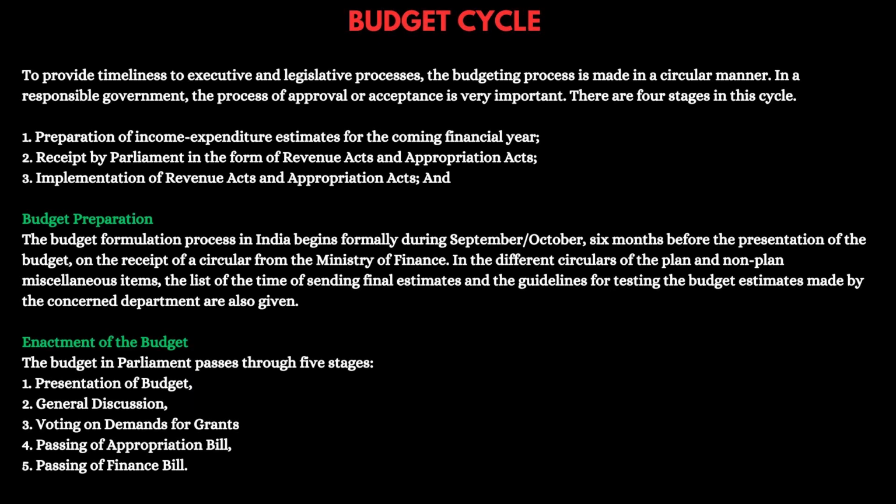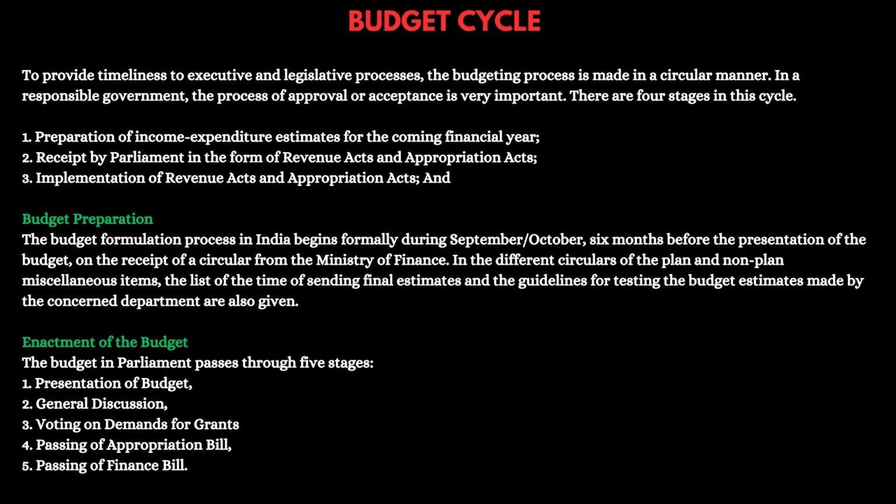Let's understand the budget cycle. To provide timeliness to executive and legislative processes, the budgeting process is made in a circular manner. In a responsible government, the process of approval or acceptance is very important. There are 4 stages in this cycle. 1. Preparation of income and expenditure estimates for the coming financial year. 2. Approval by Parliament in the form of Revenue Acts and Appropriation Acts. 3. Implementation of Revenue Acts and Appropriation Acts, and budget preparation.